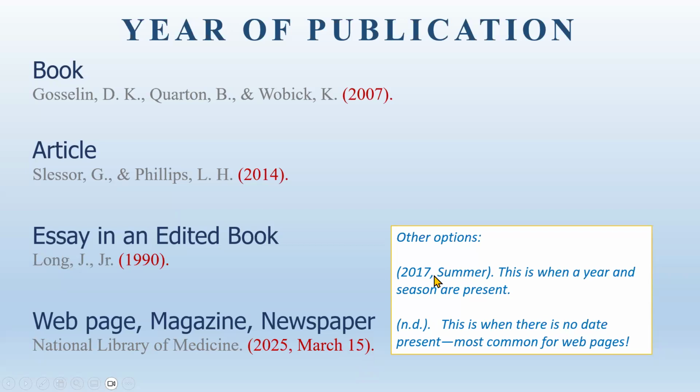For example, if it's just a month, or if it was a season. Some journals publish spring, summer, winter, fall issues. You can say summer this way. If there is actually no date at all, and that's most common for web pages, then you put this abbreviation, N period D period, for no date. And you put that inside parentheses, and because this is the end of a unit, it always gets a period afterward, okay?